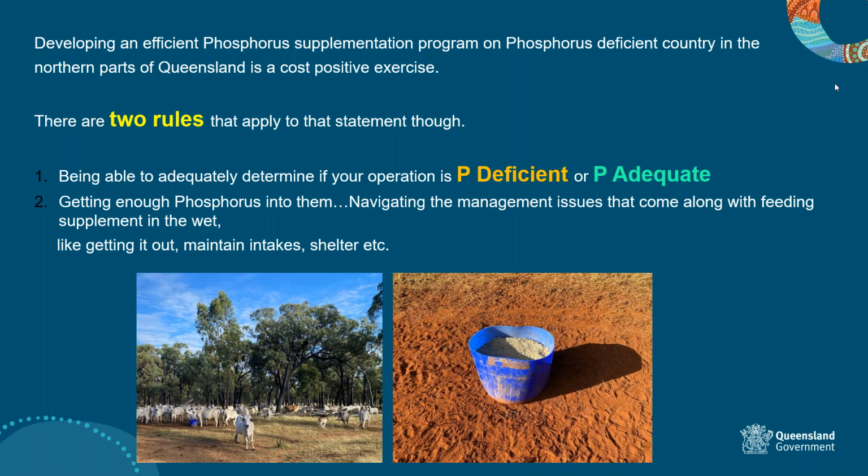Rule number two is obviously getting enough P into them, getting that intake. We can know they're deficient. We can have some good brews to stick into them and get that phosphorus into those bovines, because we know that's a pretty high standard of currency with them for growth and milk production. But obviously there's the management issues relating to that. Things like feeding supplement in the wet in general, getting it out, maintaining intakes, shelter, and having a good quality P supplement, one that's got plenty of phosphorus available, is also pretty important.